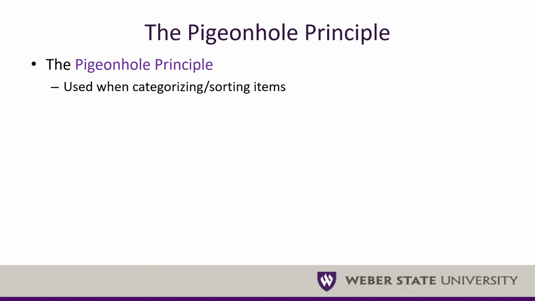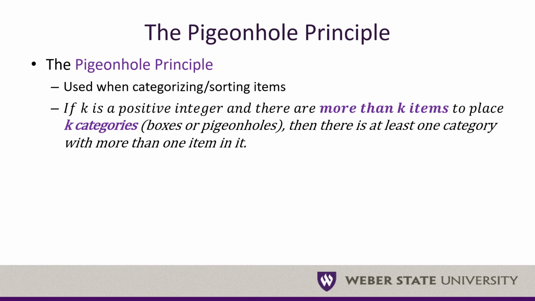We use it for categorizing or sorting items, and the idea here is how can you guarantee that there's something in every category or every sort category that you're trying to do. If I have K categories, some positive number of categories, boxes, pigeonholes, characterizations or characteristics of something, and there are more than K items, then there's at least 1 category that has more than 1 item in it.